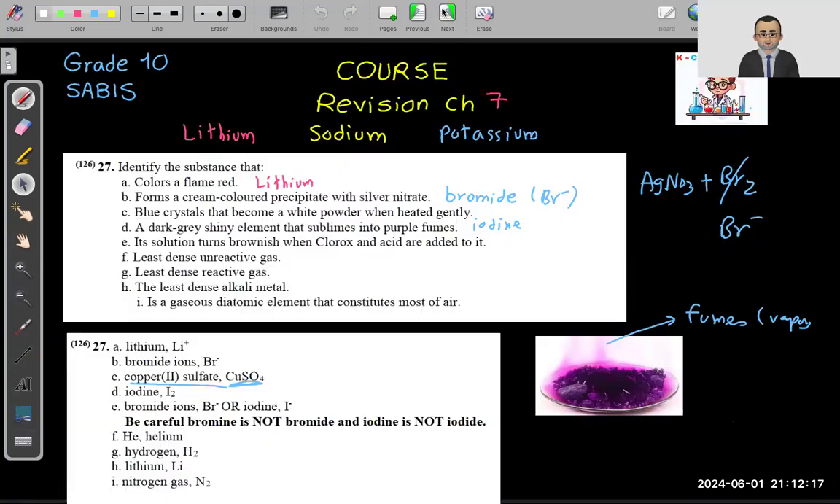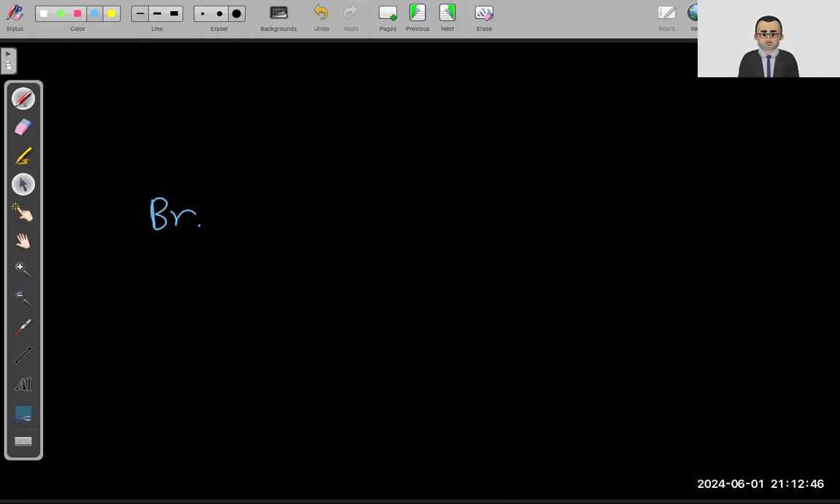Iodine is a solid, and we said it is a little bit dark gray, shiny element in the form of a solid that sublimes into what fumes? Purple fumes. The solution turns brownish when Clorox and acid are added to it. What is that? We mentioned this last time. Which one turns brownish and which one turns black? We said that when you add bromine and iodine to water, they are confusing because both of them become brownish.